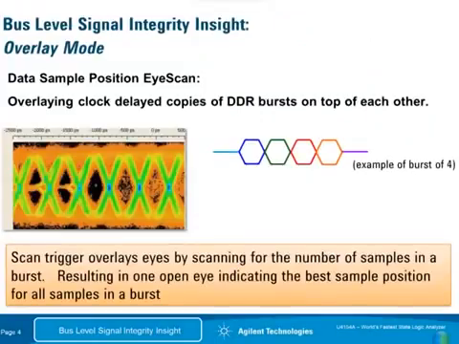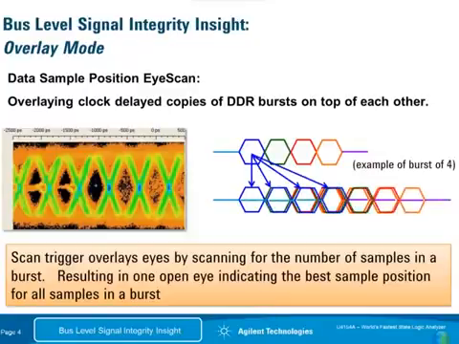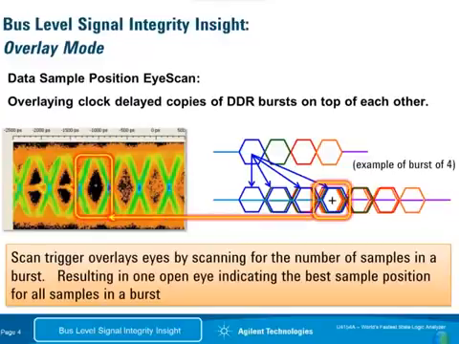Let's go through the bus level signal integrity insight from the overlay mode. This is a mode where we're setting our sampling positions in state mode. It's also giving us a beautiful display of all of the signals relative to each other. In this mode, the clock-delayed copies of the DDR bursts of all signals are placed on top of each other so that the tri-state time of the data overlaps until we get one clear eye representing all 4 or 8 samples in a burst where we're going to sample the data. This also provides a view where we can see the signals relative to each other and gain signal integrity insight.